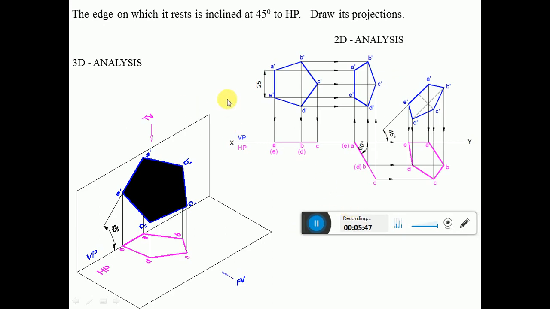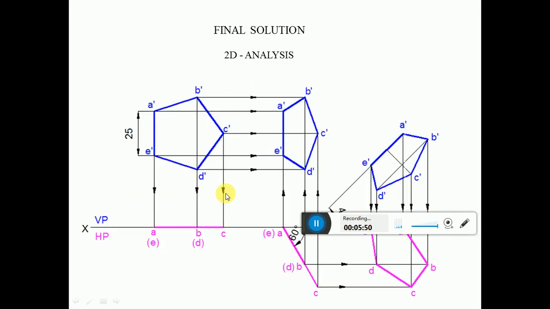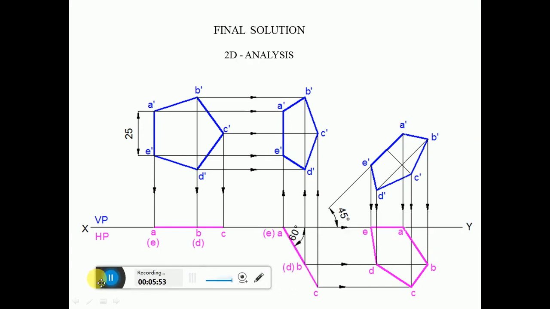Now we will go for the final solution, how to write it in the sketchbook. So first you draw the XY line and mark VP and HP. First he says a pentagonal lamina of 25 mm side is resting on the vertical plane with one of its sides. Since it is resting on one of its sides on VP, obviously the image has to be seen in the HP. So you make that edge perpendicular to HP in the vertical plane, so it is on VP.